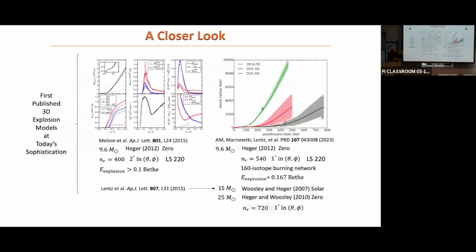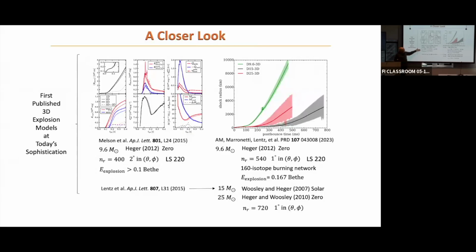Just a closer look, as I was just saying. So here we have two models, one from the Max Planck group and one from our group. 9.6 solar mass progenitor, 0 metallicity, same progenitor, same equation of state, which has now been ruled out, Latimer-Swesty 220. This is not as well resolved as ours. Ours is at 1 degree equivalent resolution in theta and phi, which has been determined to be the minimum resolution needed in order to capture well the turbulent flow in this. But nonetheless, this is not poorly resolved.